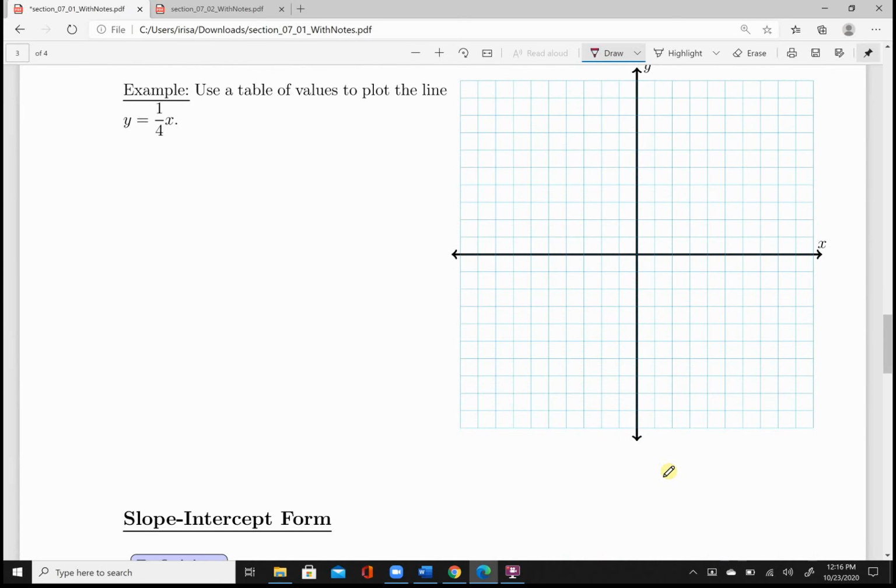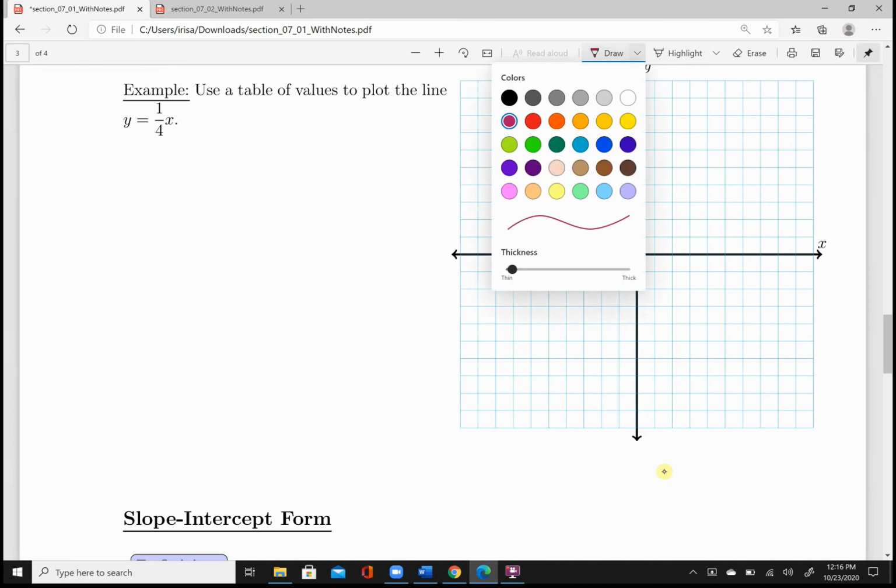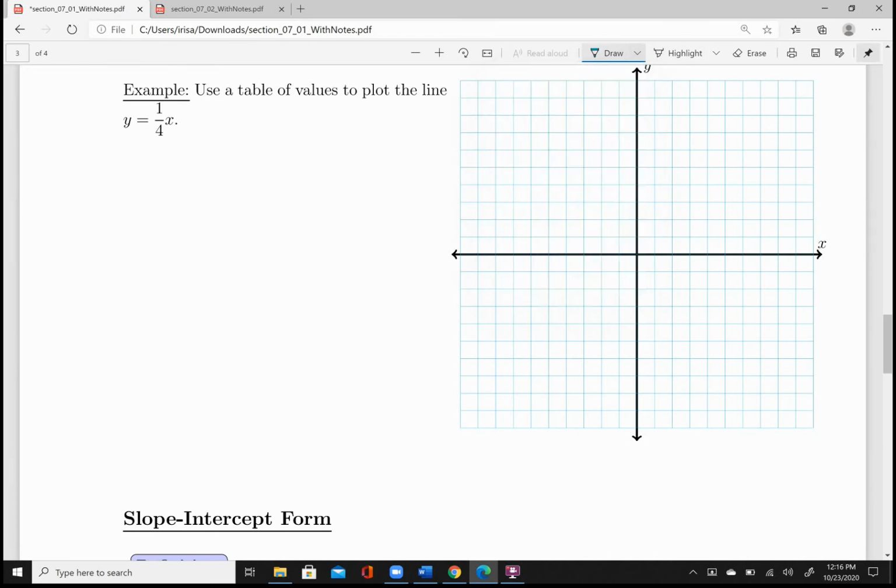Okay, so let's use the same table of values method in order to plot this other line right here. And just to mix it up, I'm going to choose a different color. Let's go this teal color. Okay, so again, come up with an XY table. And be very careful with what you choose for your input values for x here, because the only thing you're going to do to manipulate that x in order to turn it into a y is multiply it by 1/4.